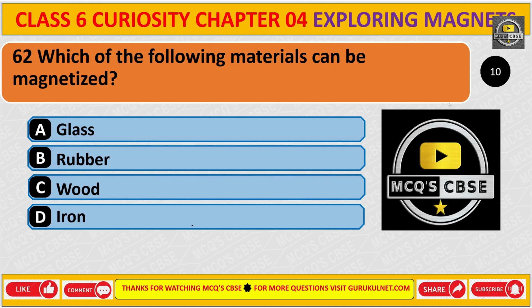Which of the following materials can be magnetized? And the correct answer is D, iron. Glass, rubber and wood can't be magnetized. Therefore, the correct answer is iron.